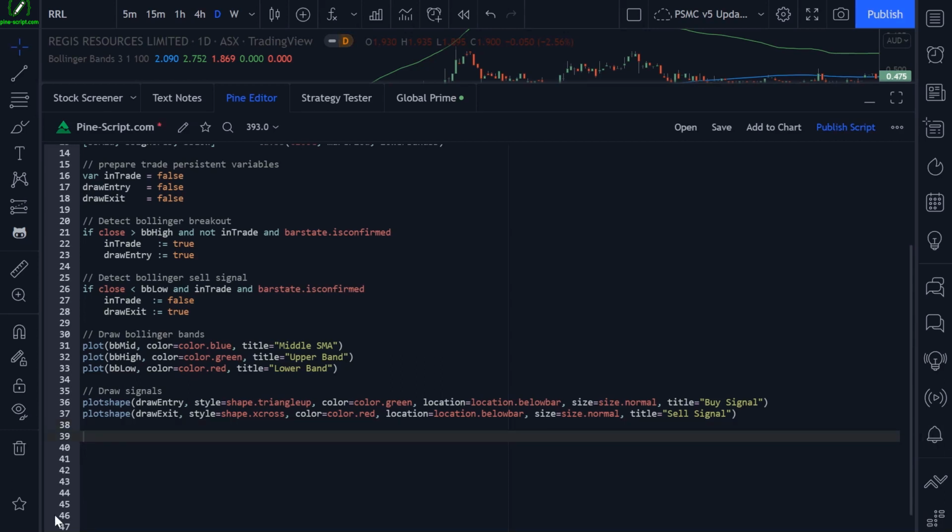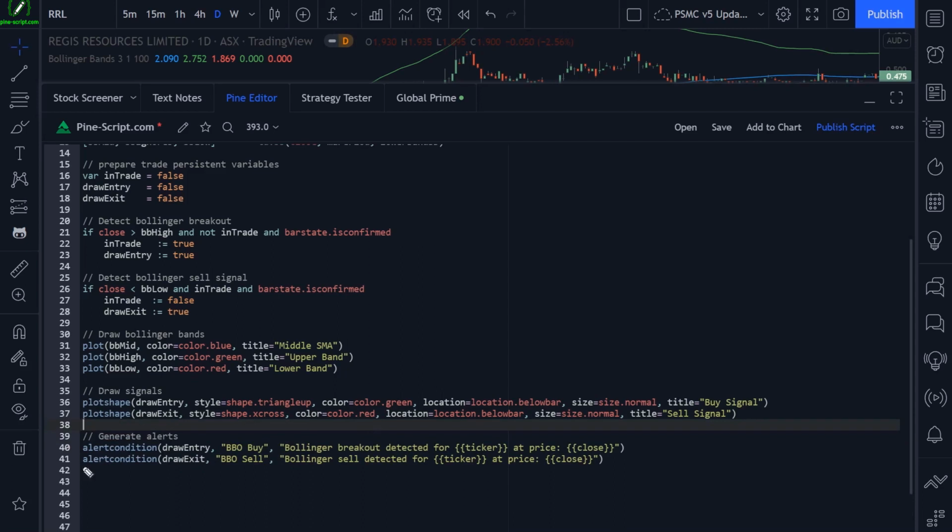I'll copy the code over, and all we're doing is using the alert condition function. We pass in our conditional Boolean variables, draw entry and draw exit. You could change these variable names to something like buy signal and sell signal, but I'm just going to leave them as draw entry and draw exit, since these Boolean values are only true when we have a buy signal or a sell signal. And then I title my alerts BBO, short for Bollinger Band Breakout.